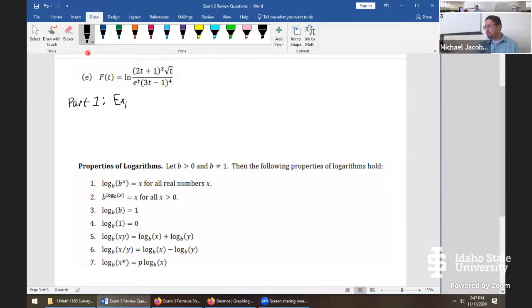Expand f of x using properties of logs. Let me fix that letter F there. So we definitely don't want to differentiate this as it stands. I would feel really bad if you launched into that because it's just horrendous.